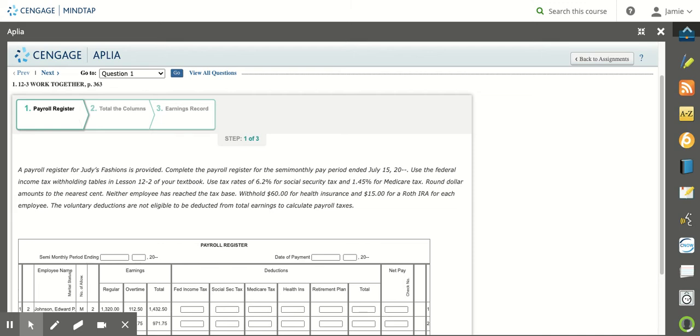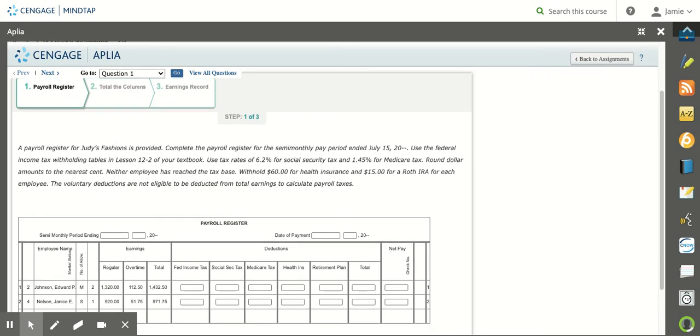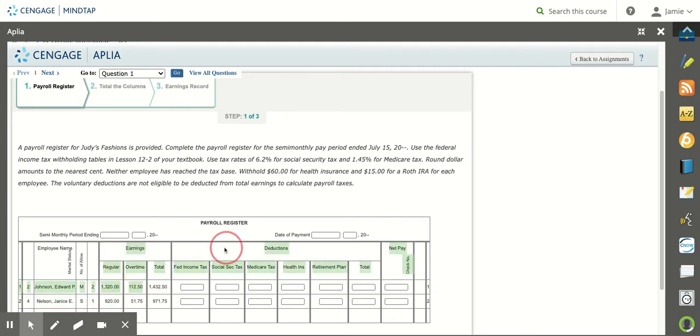12-3 work together, we need to start by preparing a payroll register for 2 employees. So again, when we prepare a payroll register, we need to include our earnings as well as our deductions. So we'll calculate deductions for these employees just as we did in 12-2.